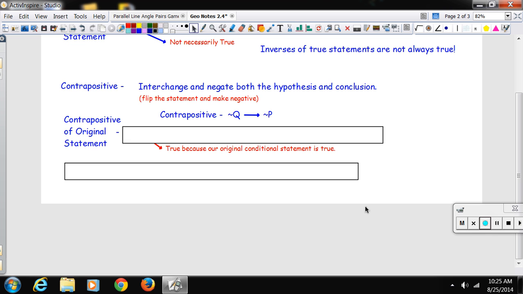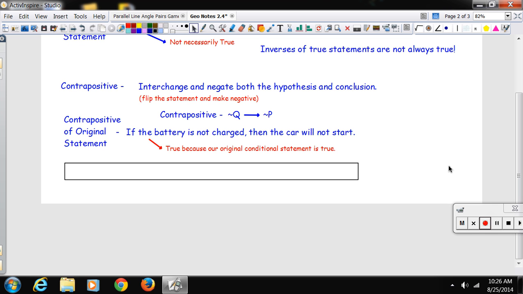So let's think back to our original again. If the car starts, then the battery is charged. Flip it around and make it negative. So the original was if the car starts, then the battery is charged. You're going to start with the battery not charged, then the car will not start. So you flipped it around and it says if the battery is not charged, then the car is not going to start. And that's a true statement. If the battery's not charged, you're not going to get that car to start.